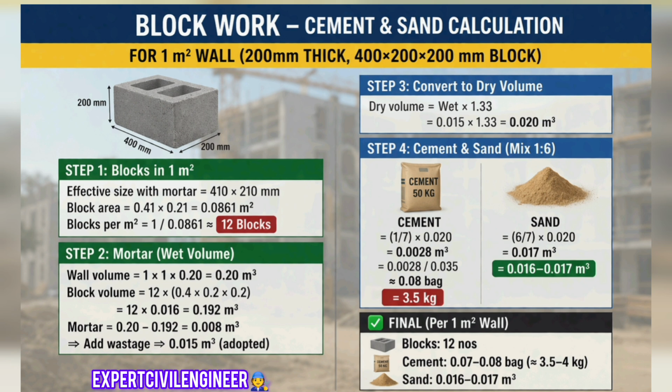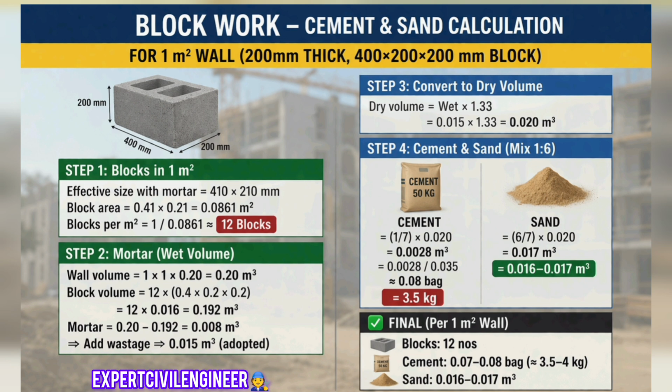Now, calculate wall volume. Thickness is 200 mm, which is 0.2 meter, so volume is equal to 1 times 0.2 is equal to 0.20 cubic meter. Volume of one block is 0.4 times 0.2 times 0.2 is equal to 0.016 cubic meter. For 12 blocks, 12 times 0.016 is equal to 0.192 cubic meter.